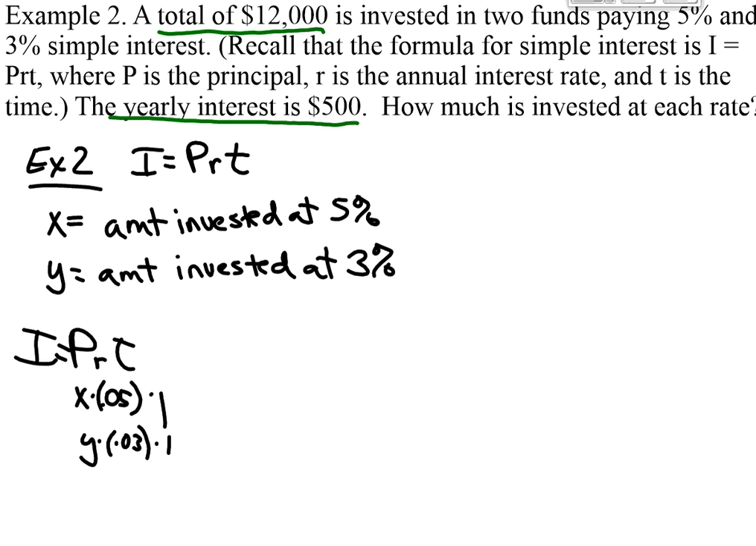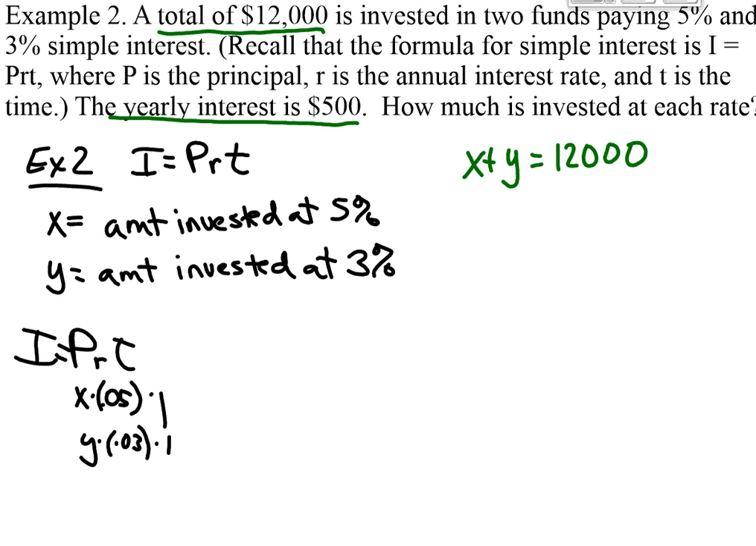Yep. So one equation is going to be X plus Y equals $12,000. That gives us one of our equations, those two amounts that we've invested just add up to that. And then the other equation is going to come from the yearly interest is $500. And so we've kind of figured our interest here.